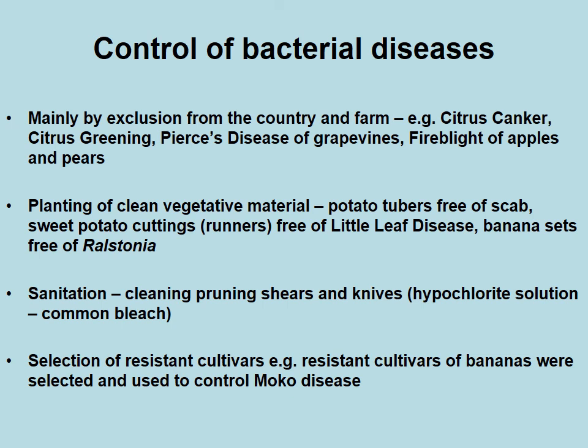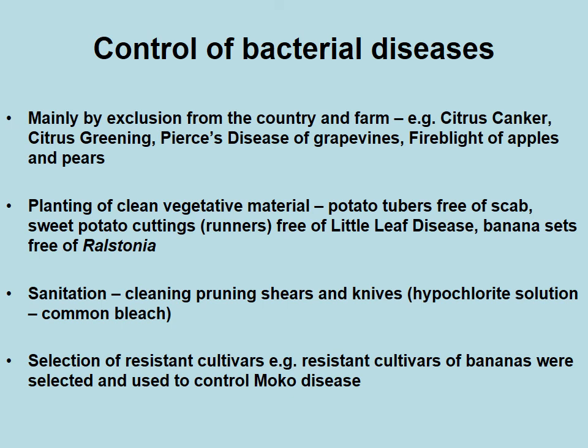Now let's look at the main ways in which bacterial diseases are controlled. Firstly, by exclusion from the country and from the farm. For example, citrus canker, citrus greening, Pierce's disease of grapevines, fire blight of apples and pears. Second, by planting clean vegetative material. For example, potato tubers that are free of scab, sweet potato cuttings that are free of little leaf disease, and banana sets that are free of Ralstonia.